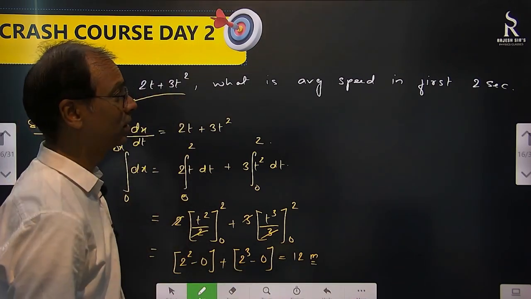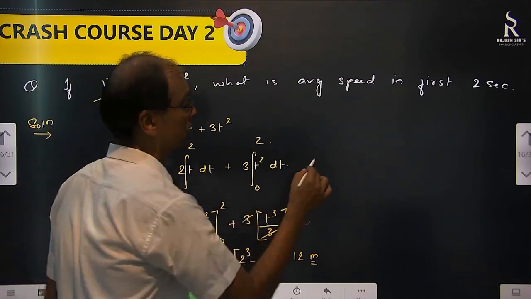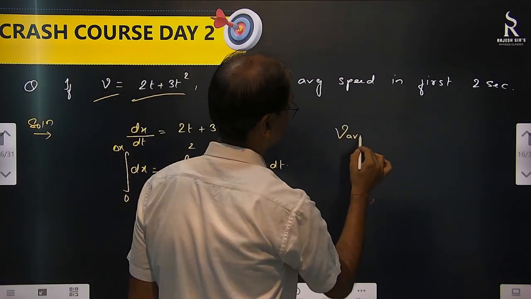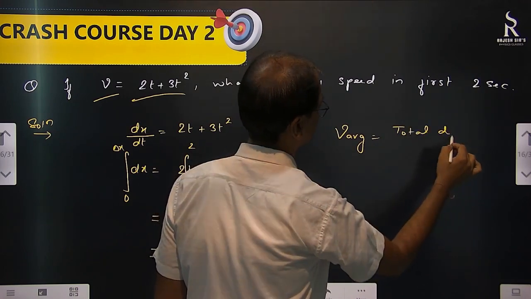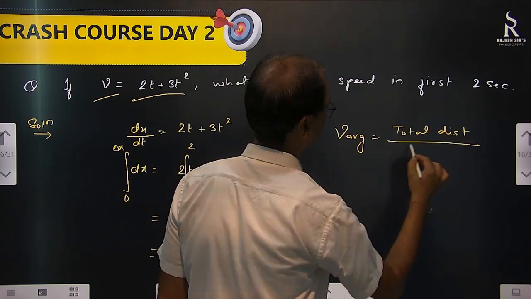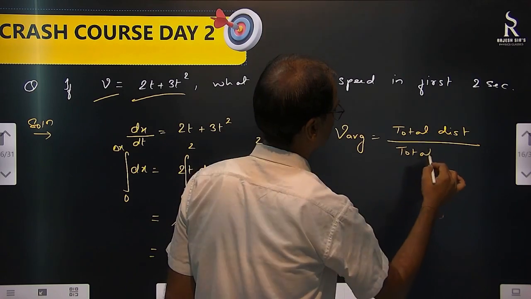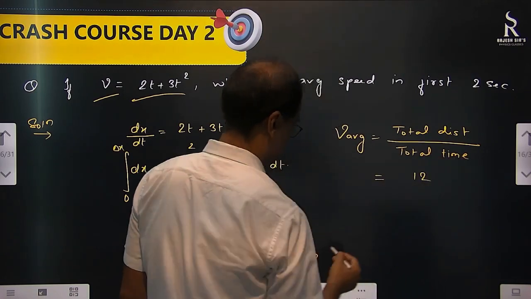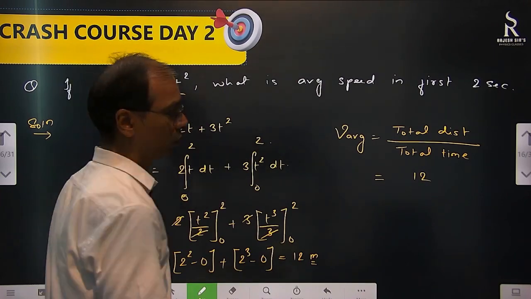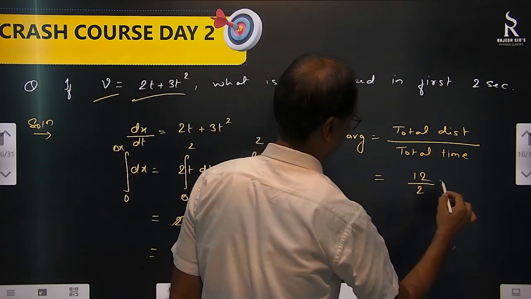But is he asking distance? He is asking average speed. So V average is what? Total distance by total time. How much is total distance? 12. Time 2. Answer.